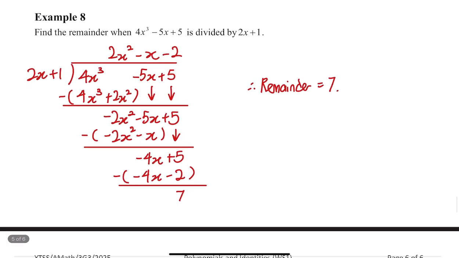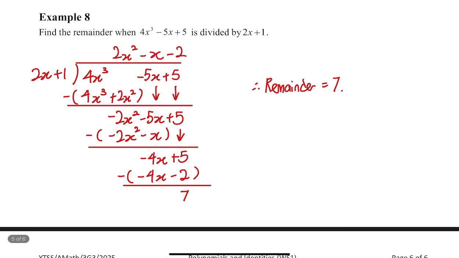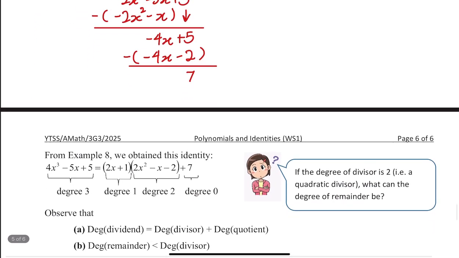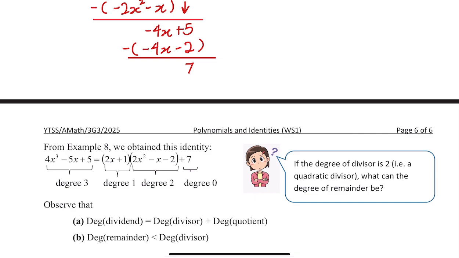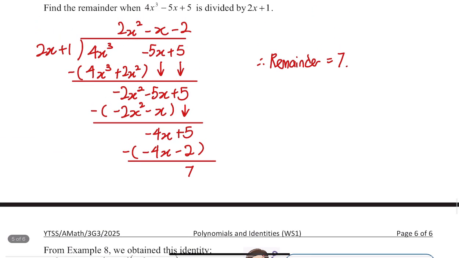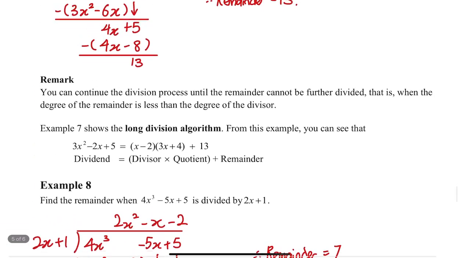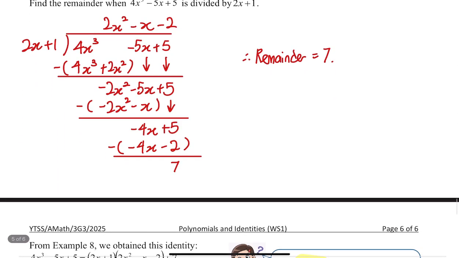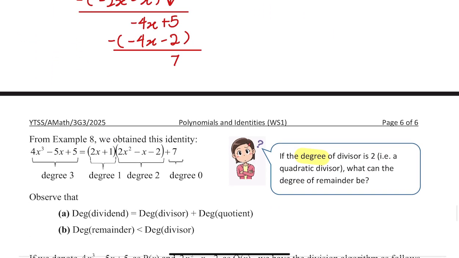Okay, so if you still remember the term degree, we went through it earlier. Degree means the highest power of x in your polynomial. If your divisor has degree 1, do you notice that the remainder's degree is always less than the divisor's? Why is it like that? I hope you can rationalize and think.